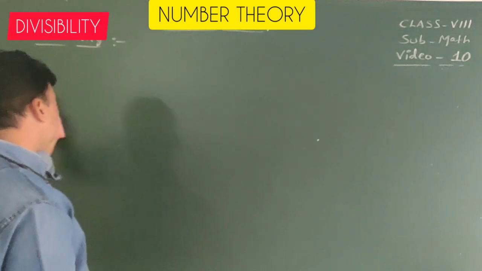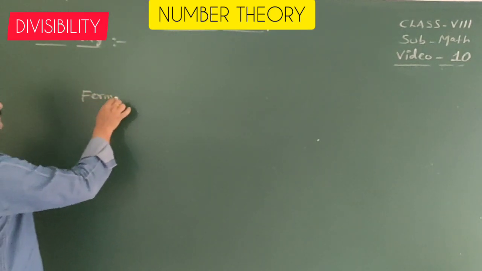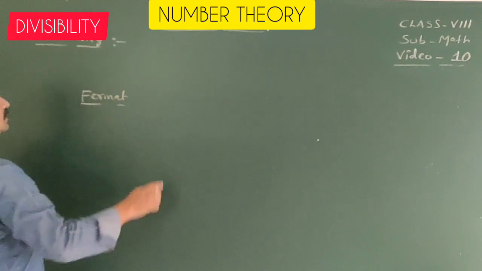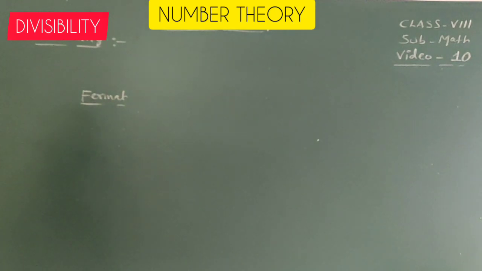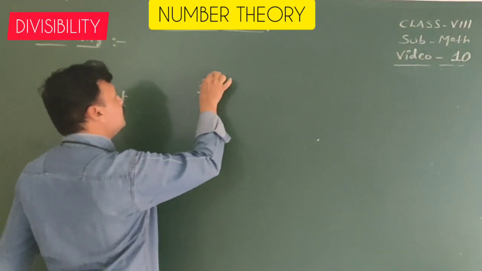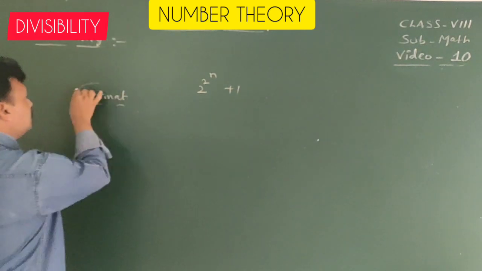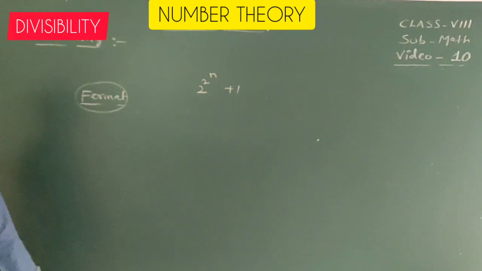Next, Fermat. Fermat proposed that numbers of the form 2 power n plus 1 are primes. He proposed that, but this was disproved.